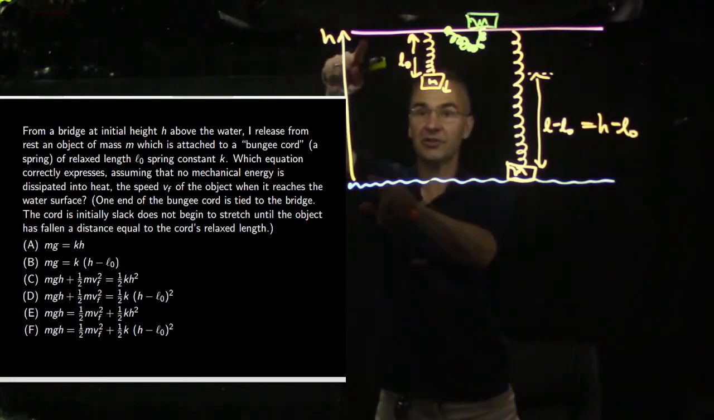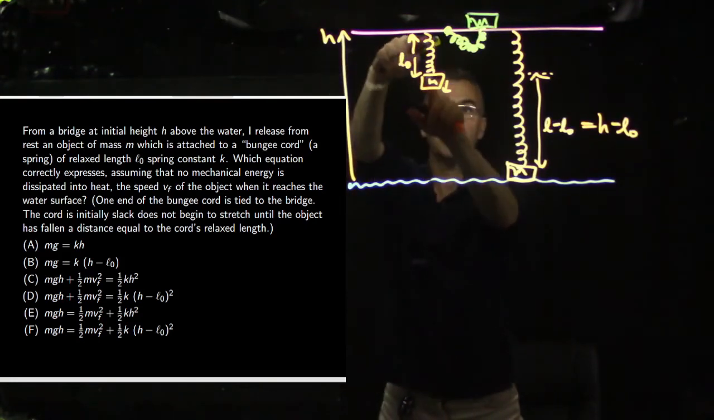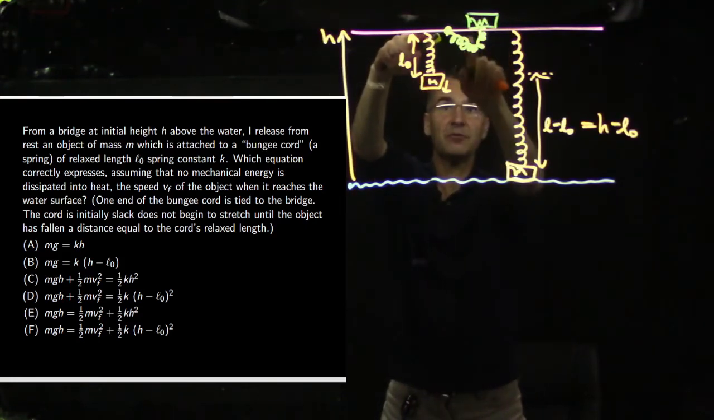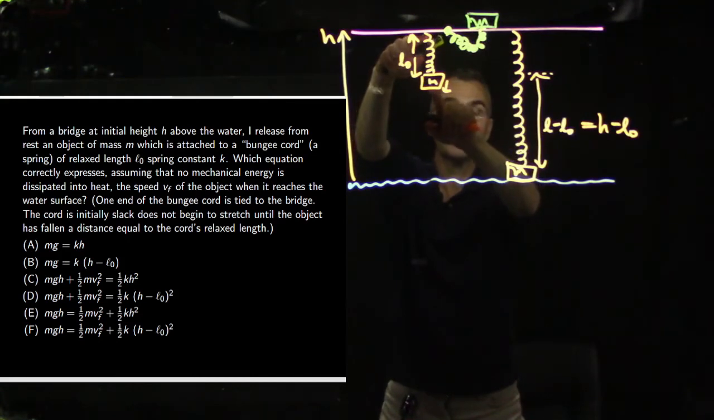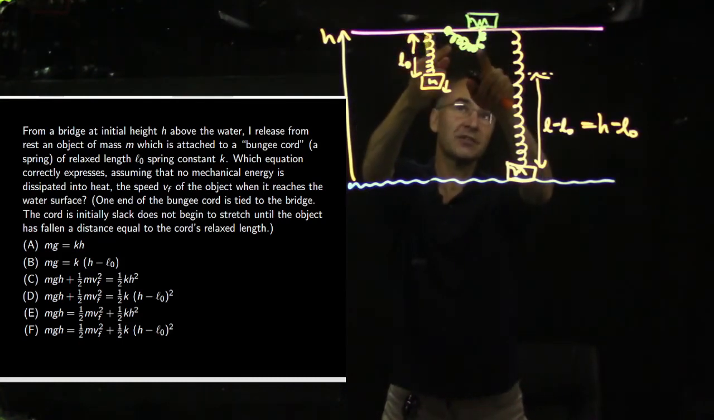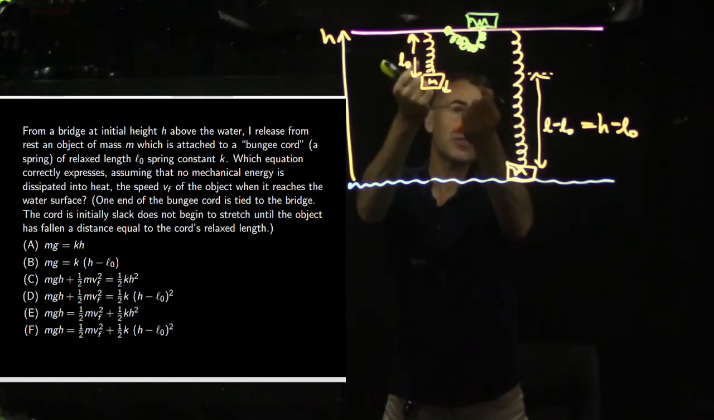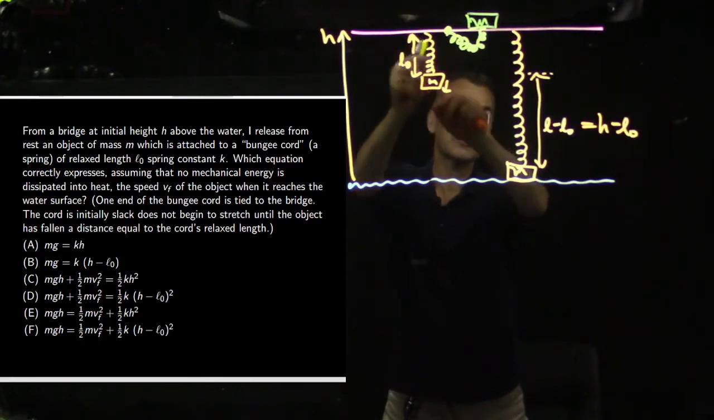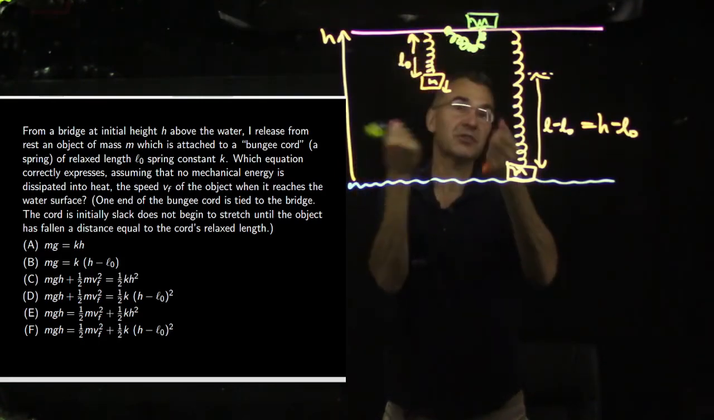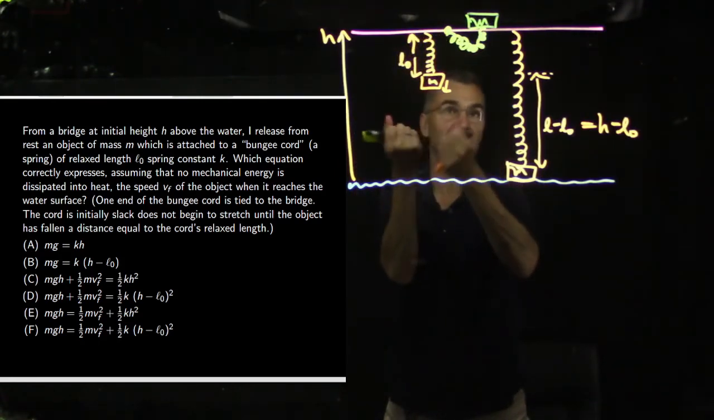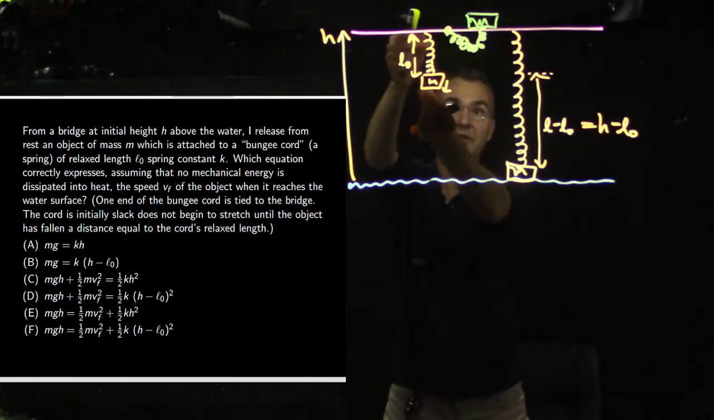Here's a distance h, but meanwhile, by the time we fall just a distance L0, the relaxed length, the spring hasn't stretched at all yet. And initially it's just all floppy. So we're not changing the potential energy of the spring until it starts to stretch, because this is a bungee cord. So initially it's just all floppy. But then here it's stretched out to its full relaxed length, but we still haven't stretched it yet.